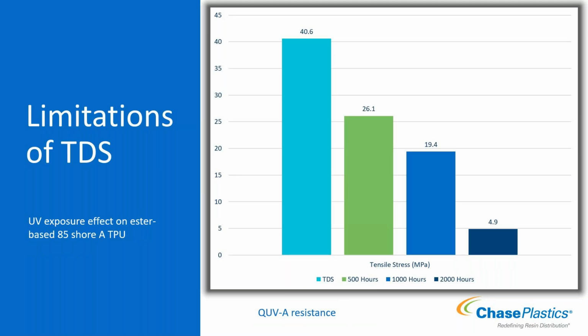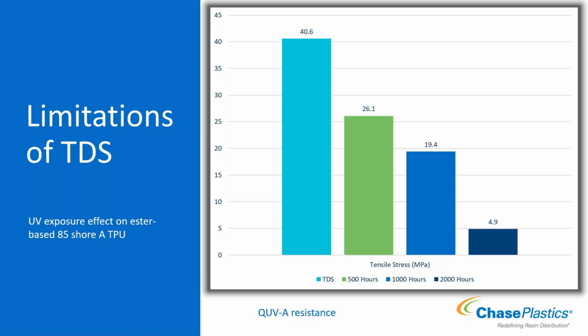And then the final example, I have a 85 Shore A TPU, ester-based, and same tensile stress performance, but after UV exposure. So the datasheet value puts it at about a 40 MPa. After 500 hours of UV exposure, drops to a 26. Then it drops to a 19.4 after 1,000, and all the way down to a 4.9 after 2,000 hours of UV exposure. Again, datasheet will show you about that 40 MPa. It will not show you any of those other values.